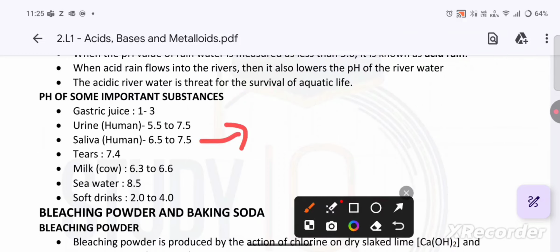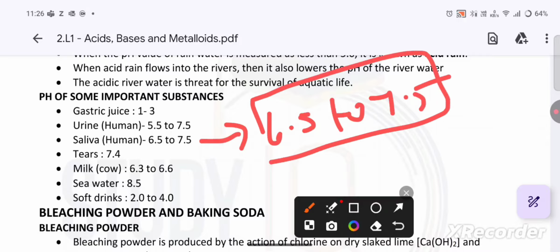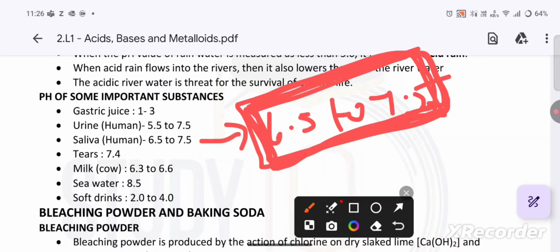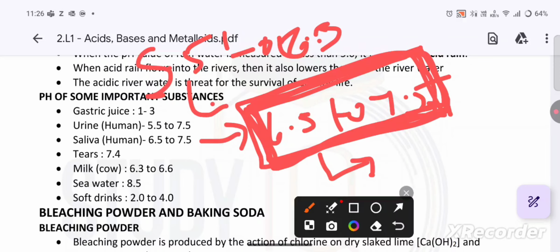Saliva, 6.5 to 7.5. If our teacher knows about that, we are bunking the class, they will spit and say, "Thu, what are you doing?" Like that. Just for imagination, guys, to memorize it. That is 5.5 to 7.5. This is median. Next, 6.5 to 7.5. Okay.